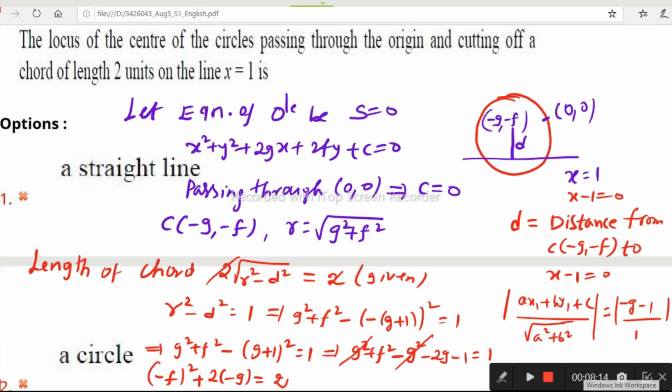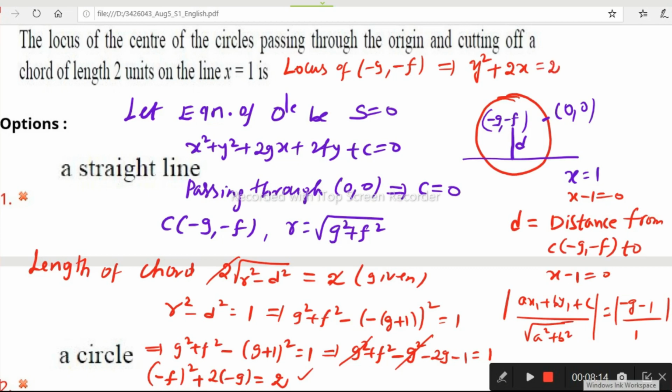Okay. Now we want the locus of the center. What are the center coordinates? Minus g, minus f. I will explain, this is in top position. For the locus of the center, we can write minus g as x, minus f as y. In place of minus g I am taking x, minus f is y. How does the last equation change? Minus f whole square means y square, that's why I wrote minus f below. Plus 2 into minus g is x, minus 2x is equal to 2.